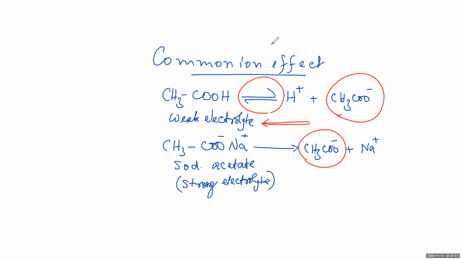See here, when sodium acetate, a strong electrolyte, is added into acetic acid solution, which is a weak electrolyte, the dissociation of the weak electrolyte, namely acetic acid, is suppressed. And that is an example for common ion effect. We have to see some examples, some applications.